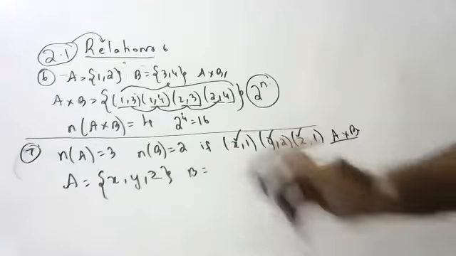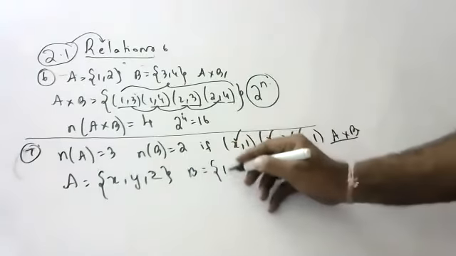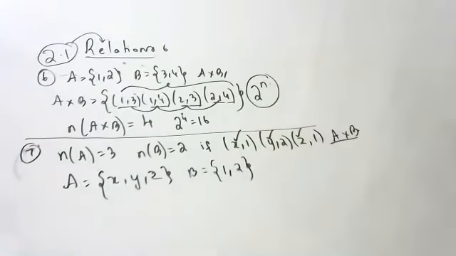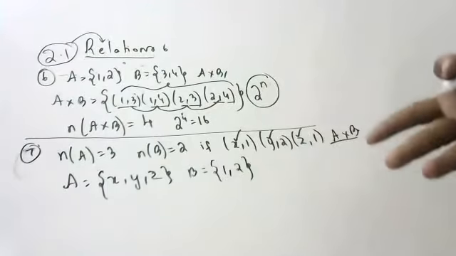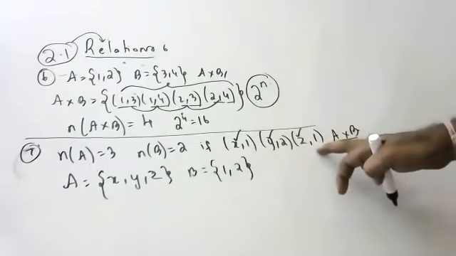Now what is B? What are B's elements? 1, 2. He gave 1 comma 2, and that's all. He did not write all the elements of B, he said these are also present. He did not say this is the final set.